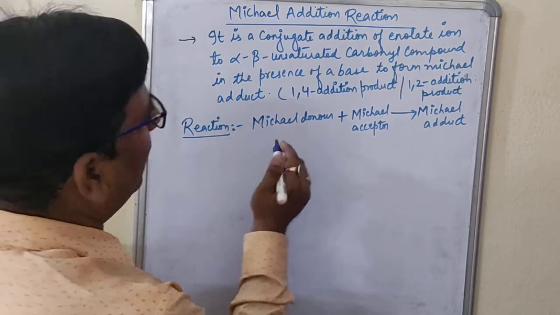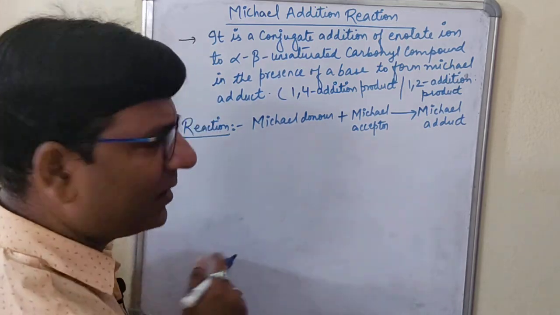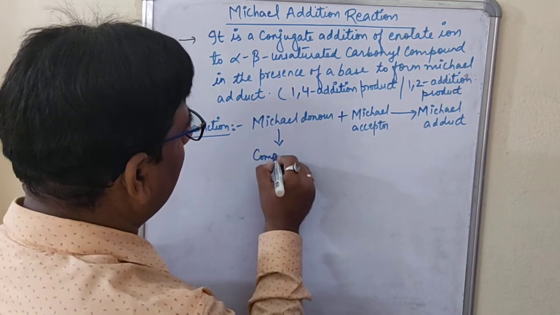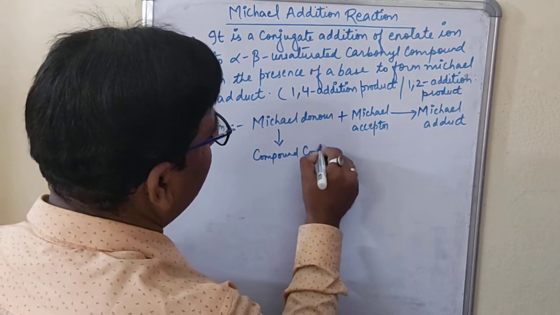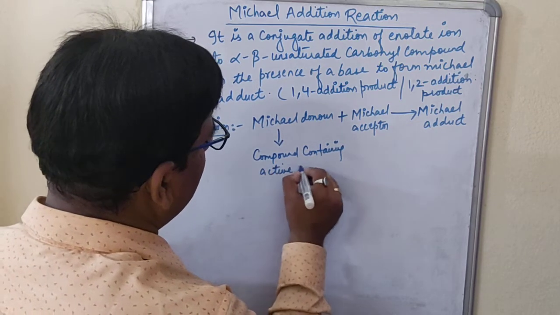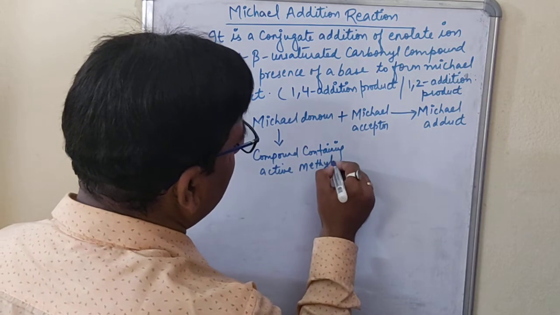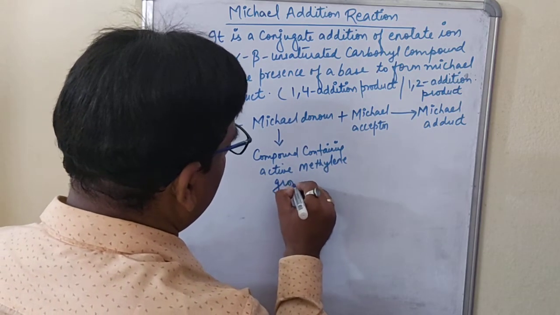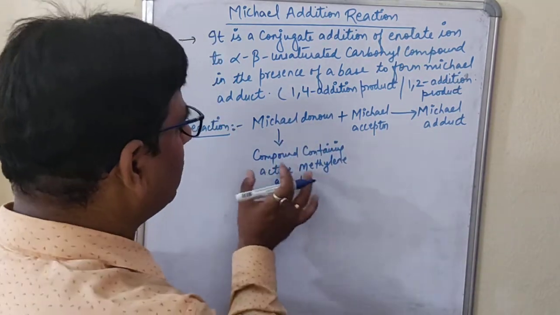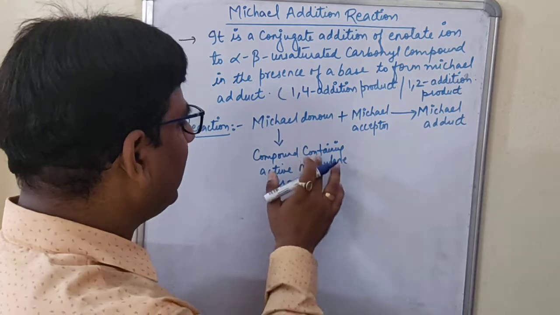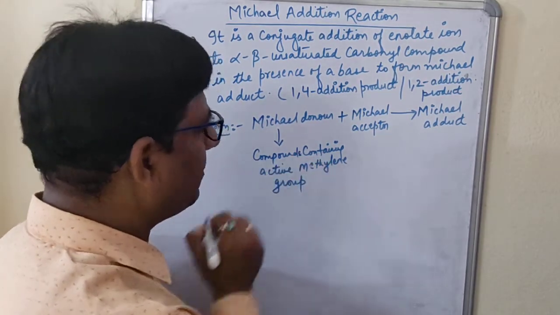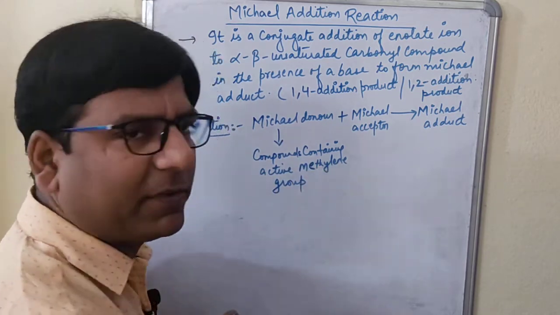Now what will we choose? This is the Michael donor, so we will choose the compounds containing active methylene group. So students, what do we have to choose for this Michael donor? We have to choose those compounds that contain the active methylene group. Here I am writing: compounds containing the active methylene group.